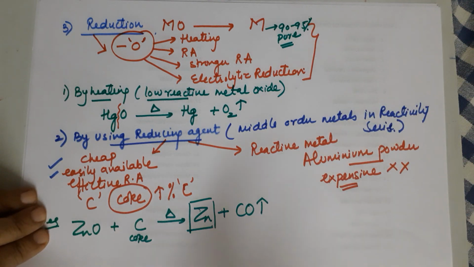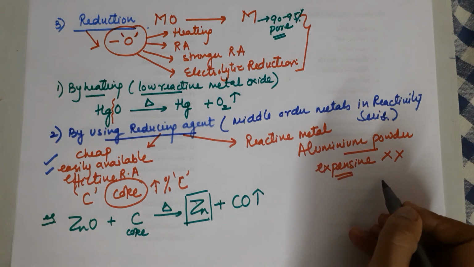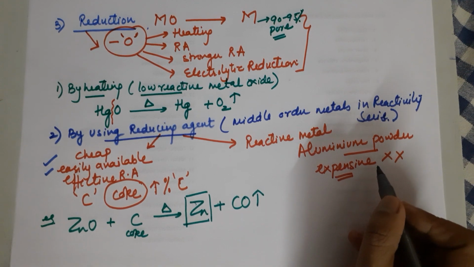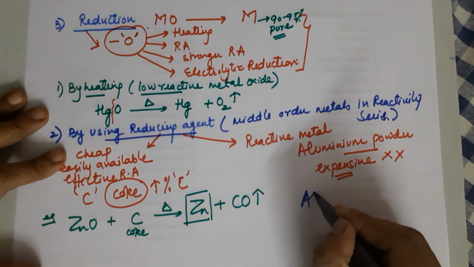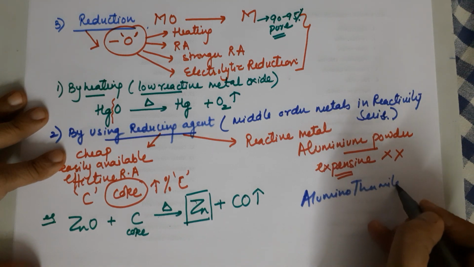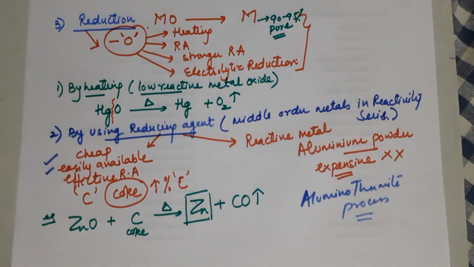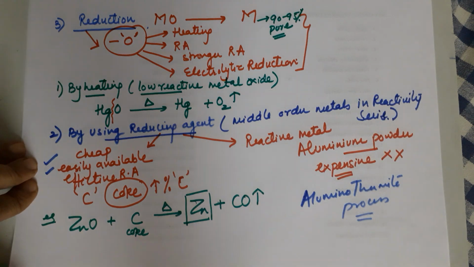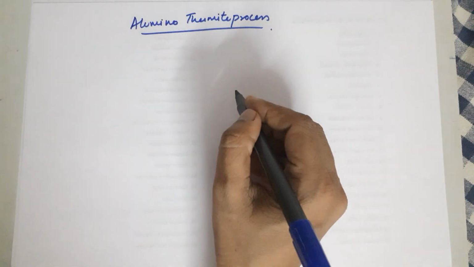So once you get your zinc, in the third step, when do we use aluminium? This is a special method. When you use aluminium powder, the name of the process is aluminothermite process. Since it has a name, it has an importance and it is also asked in your exams. I would now be doing the aluminothermite process in detail.